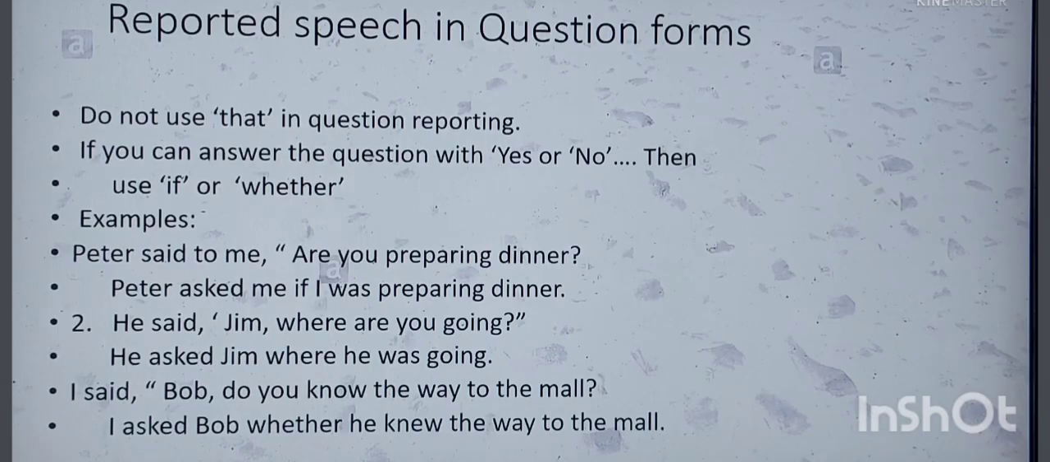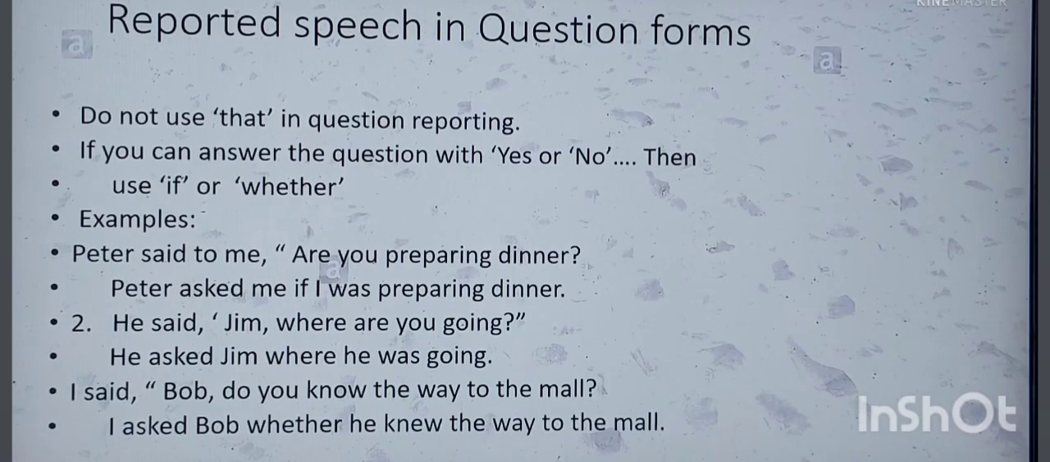Example, Peter said to me, "Are you preparing dinner?" Answer, Peter asked me if I was preparing dinner. Now this question, "Are you preparing dinner?" can be answered by yes or no, right? That's why we have used if I was preparing dinner. Fine? Next one. He said, "Jim, where are you going?"